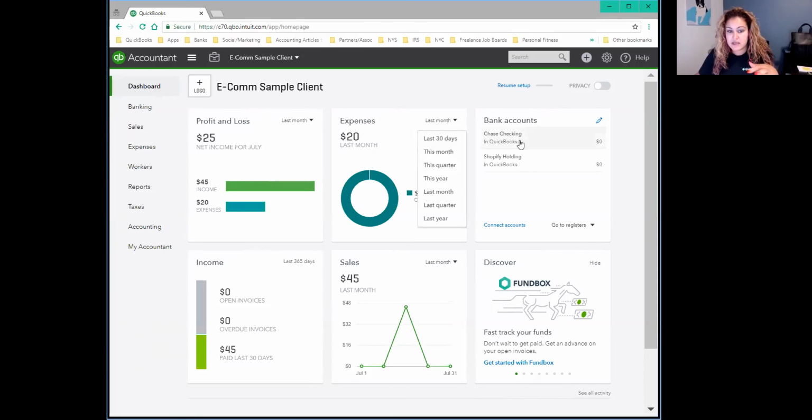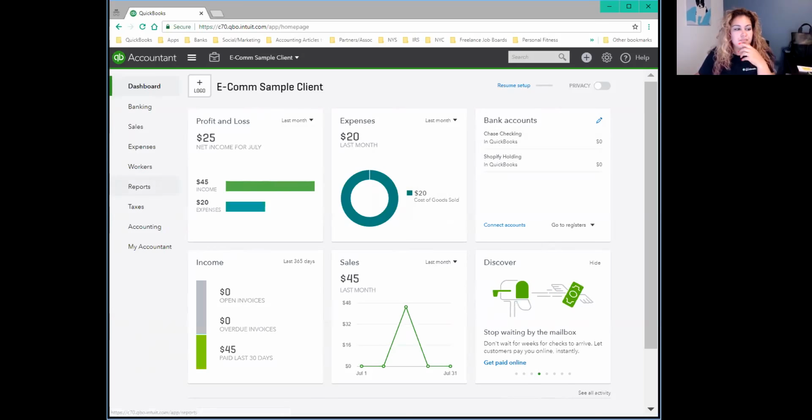Same for your expenses. And these are any bank accounts that you've connected, meaning you've set them up in your chart of accounts, and then you've also connected them to the bank feed. Then down here, same little tiles, what your sales are, what your income was overall. And then they always have some kind of an advertisement or something going on.